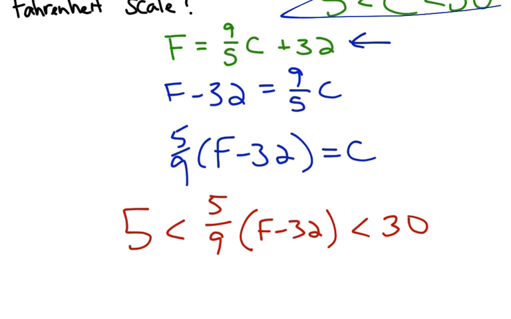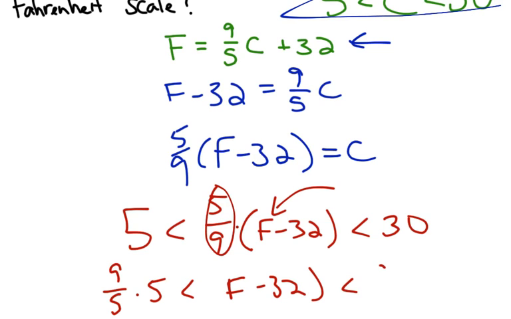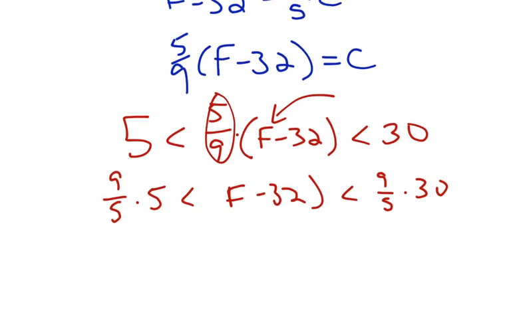Well, we talked about compound inequalities like this in the last video. In order to get F to be the only thing left in the middle, first I've got to get rid of the 5/9. Since that's 5/9 times Fahrenheit minus 32, the opposite is to multiply by its reciprocal. So we're going to multiply everything by 9/5. So I'm going to do 9/5 times 5. It goes away in the middle. And then I'm going to do 9/5 times 30. So I've got 9 is less than F minus 32 is less than 54.